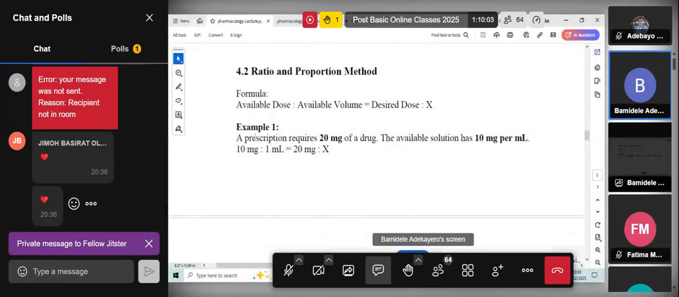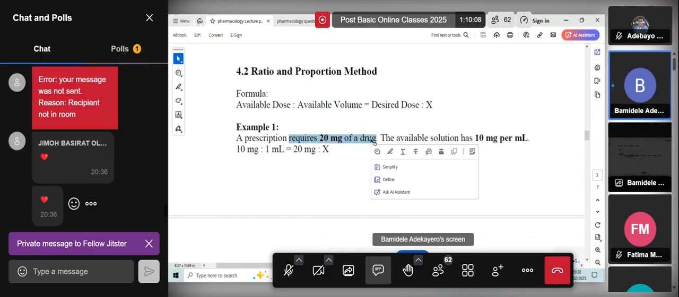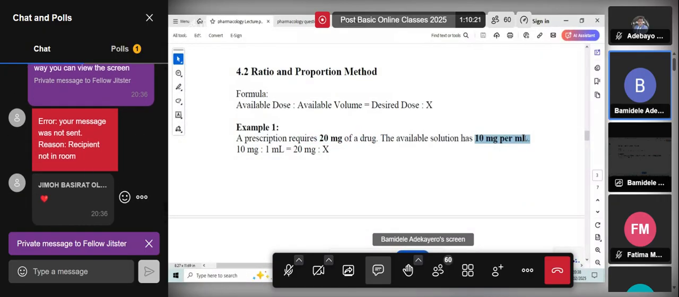So this one, a prescription requires 20 milligram of a drug. If you look at it, it's quite similar to the one above. So the prescription is 20 milligram, and then the solution you have is 10 milligram per mil. So how many mils will you give to make up the 20 milligram?